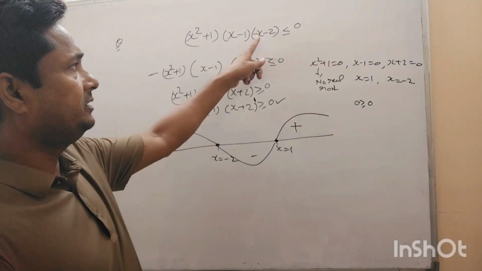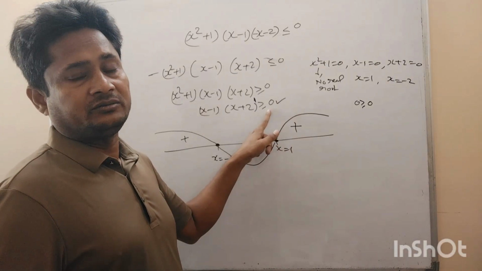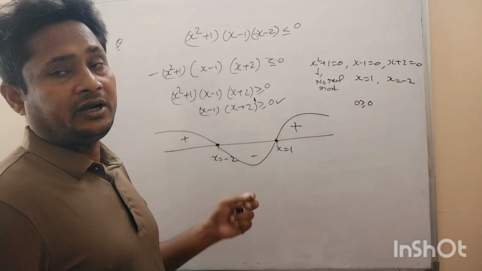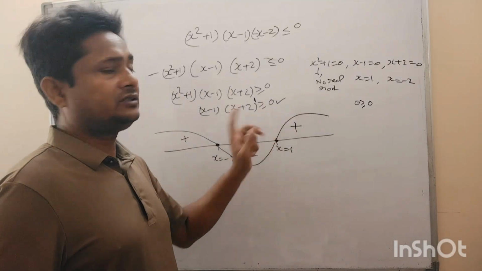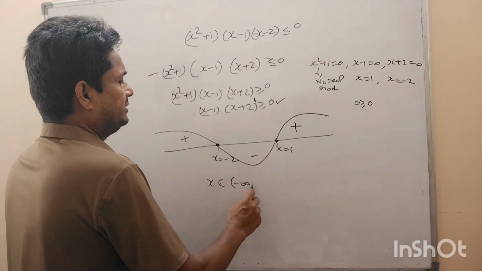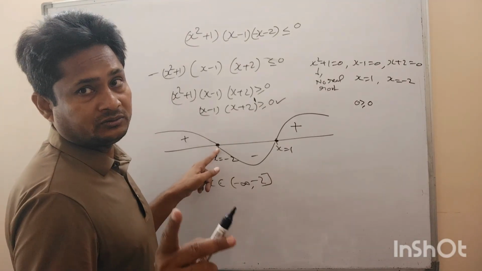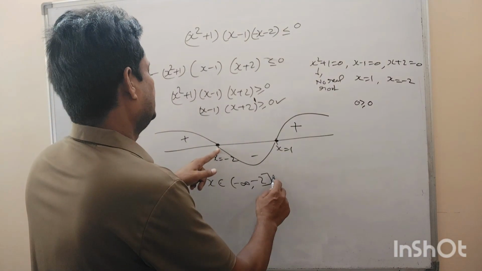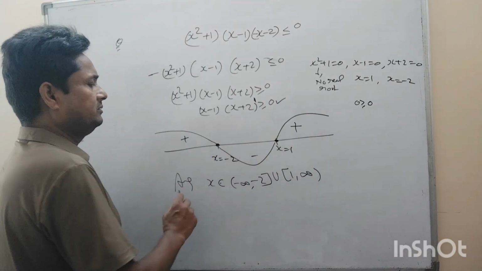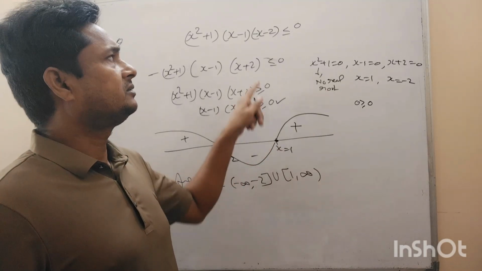Now finally, after simplification, we got this inequality greater than or equal to 0. So we have to collect positive intervals and the roots which are satisfying. So collect positive intervals. It will be minus infinity to minus 2. Here it will be a closed bracket because root minus 2 is also satisfied. Union, then 1 to infinity. So this is our answer in this case. The answer for this inequality will be the same for this inequality.